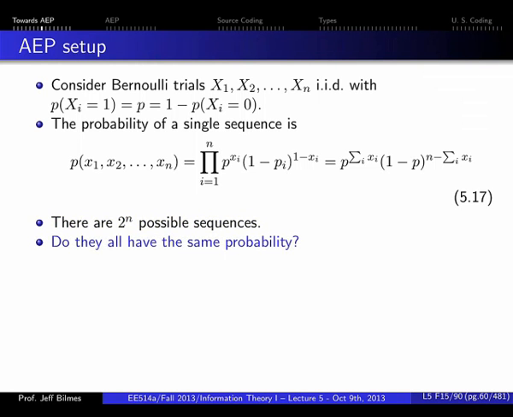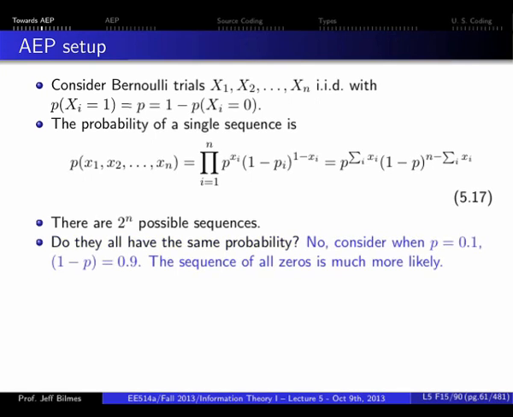Do all these sequences have the same probability? Do all 2 to the n sequences have the same probability? Did I say p was 0.5? So do they all have the same probability? No. If p is greater than 0.5, what's the most probable sequence? All 1. And if p is less than 0.5, what's the most probable sequence? All 0. So therefore, they don't necessarily have the same probability.